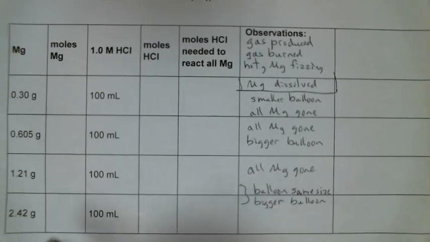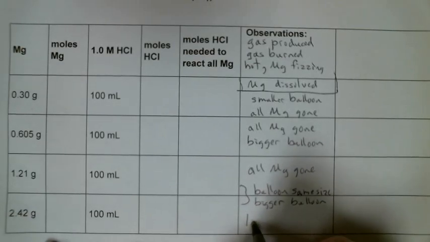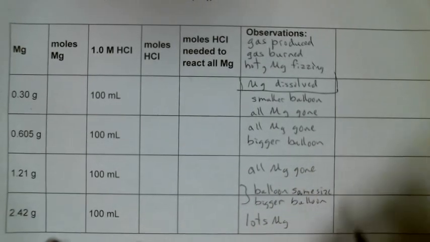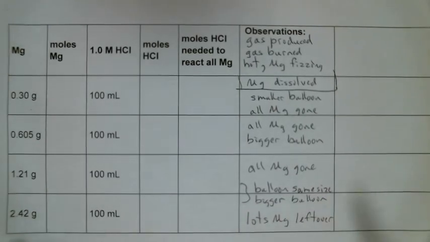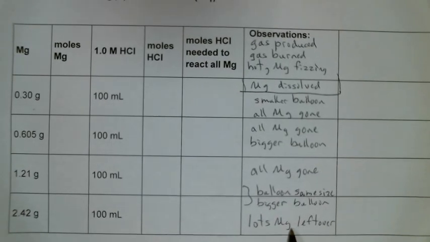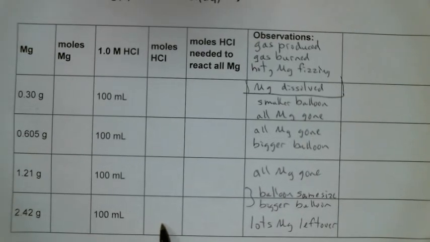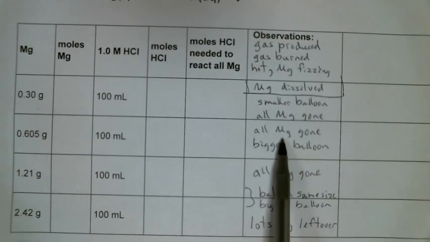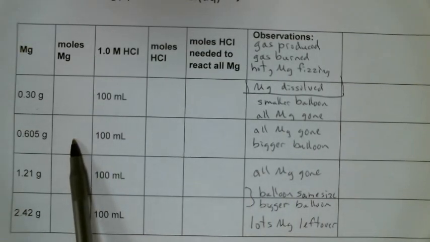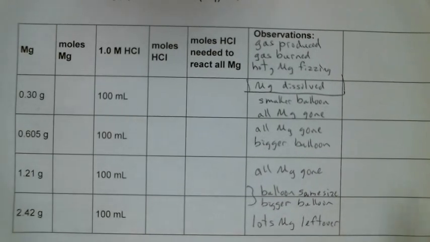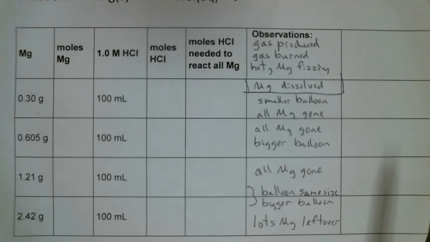But then the last one where I doubled the amount of magnesium, once it stopped fizzing and stopped reacting, there was lots of magnesium left over. So that's the concept of it. If there's lots of magnesium left over, that means we ran out of hydrochloric acid, right? If all the magnesium is gone, then that means we ran out of magnesium. That's what we mean by limiting reagent. But we need to do the hard work now of doing the calculations for this.